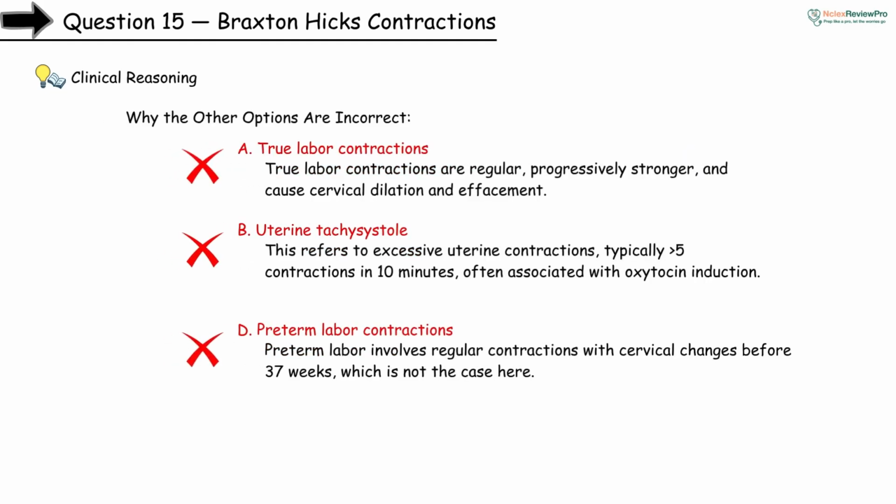Now let's see why the other options are not correct. Option A, true labor contractions. True labor is very different. Those contractions are regular, get progressively stronger, and most importantly, they cause cervical dilation and effacement. Option B, uterine tachysystole. This refers to excessive contractions, usually more than 5 contractions in 10 minutes. This is typically related to oxytocin use, not normal pregnancy patterns. Option D, preterm labor contractions. Preterm labor involves regular contractions with cervical change before 37 weeks. That is not happening here.